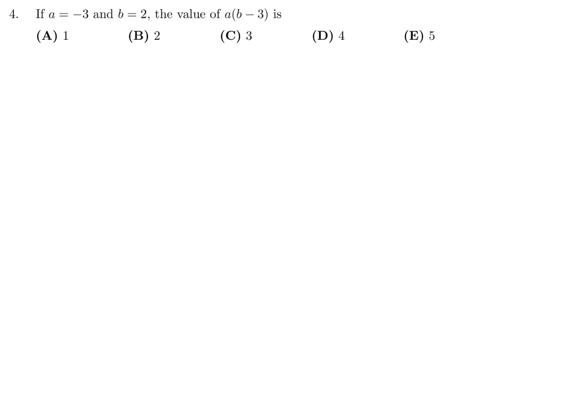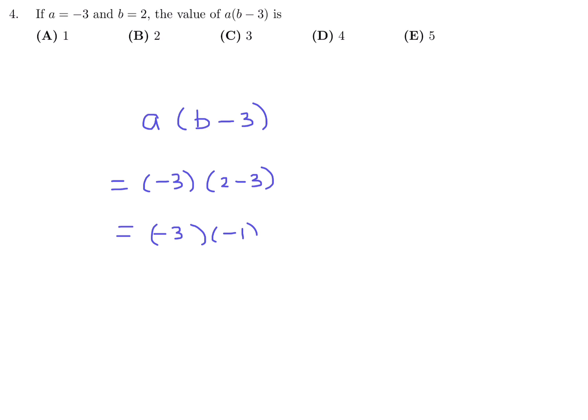If A is -3 and B is 2, the value of A times B minus 3 is A times B minus 3. So A is -3, B is 2 minus 3. There you go, substituting those values. This becomes -3 times -1, and that is +3. So number 4, the answer is C.